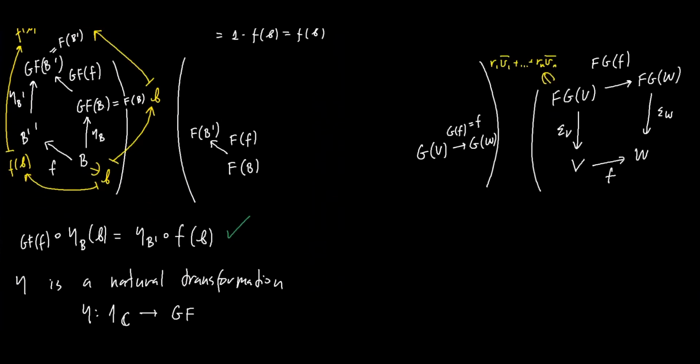Okay, so let's compute now what will be epsilon W applied to FG of F, sorry, composed with FG of F. Or in other words, epsilon W applied to FG of F applied to a formal combination.